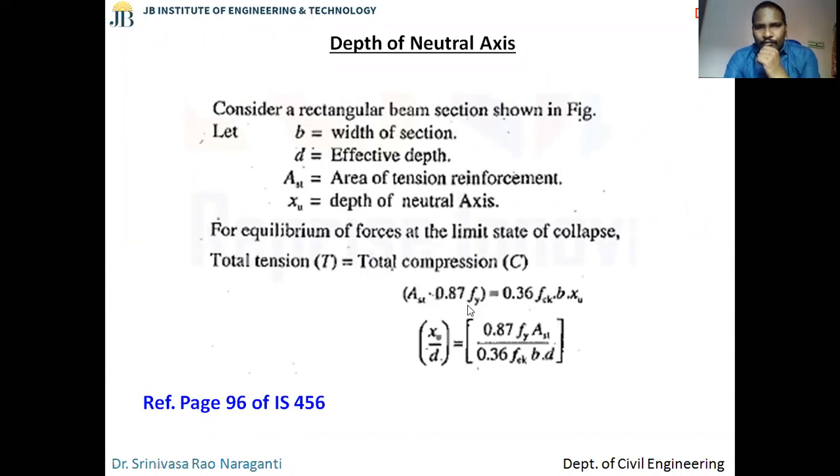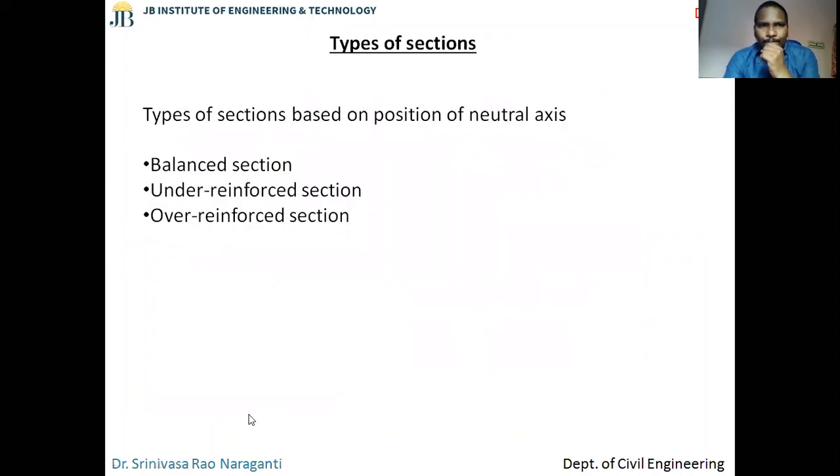In the stress block diagram, at the bottom the force acting is 0.87 Fy. Multiplying with the area of the reinforcement, you get the total tension force. The total compression force is 0.36 FCK B XU. If we equate both of them and solve for XU by D, we get this equation. This is the equation we use to find the depth of neutral axis, available on page number 96 of the IS code.